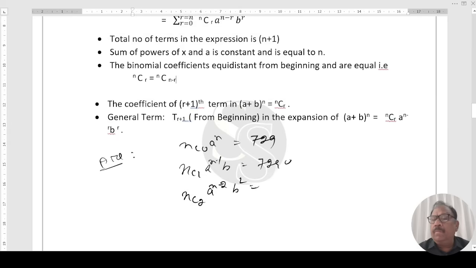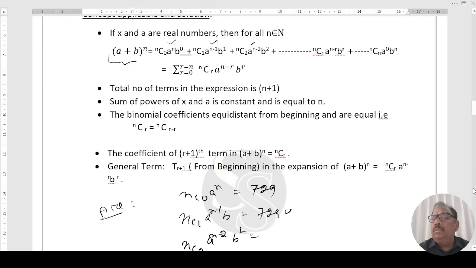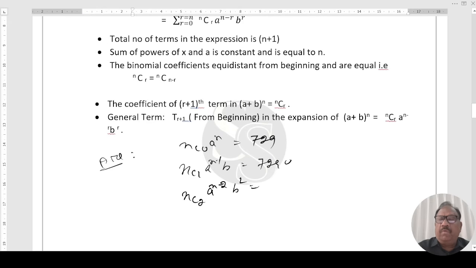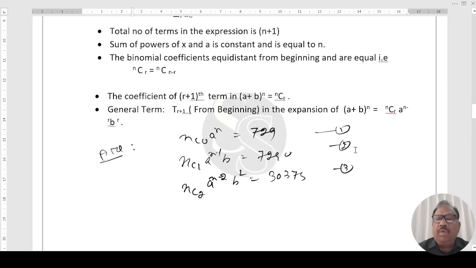that comes out to be 30375. This is equation 1, this is equation 2, this is equation 3. First three terms picked up according to the question. Now we have to solve these three equations to find the value of a, the value of b and the value of n.